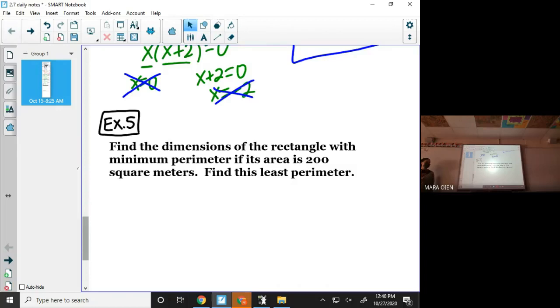Okay? So as you're writing that down, here's what I'm thinking. I'm thinking, okay, we're talking about a rectangle.